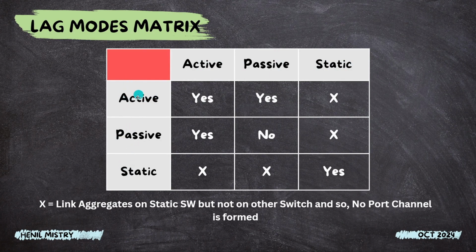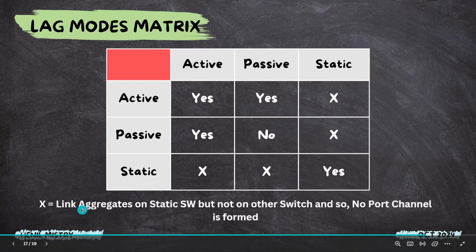Port configuration. So if one port is active and another port is configured as active mode, then they can form a port channel. If one port is active and the other one is passive, then also there is no problem. They can form a port channel. But let's say one port is active and one port is configured as static. Then what will happen? So basically this is X. What does X stand for?